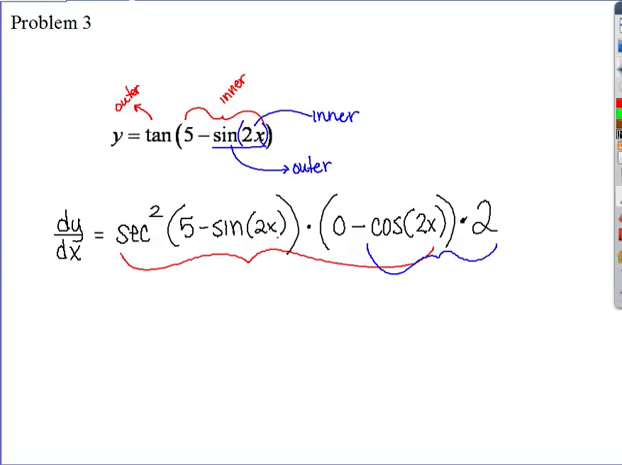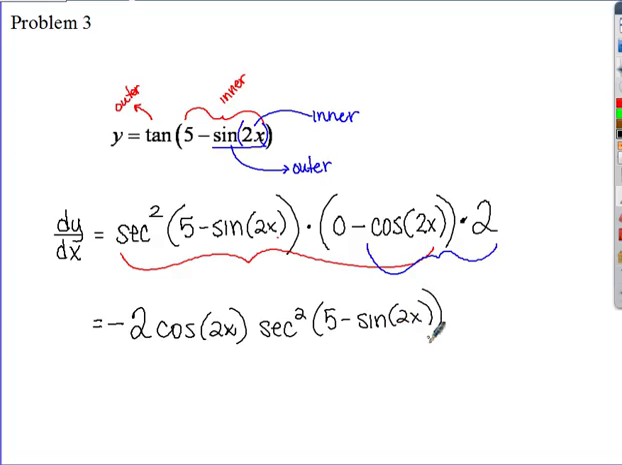Now let's make this pretty. I'm going to make this negative 2 cosine of 2x times secant squared of 5 minus sine of 2x. Just making it pretty, a little nicer to look at. Digest that one. That one had the chain rule inside of the chain rule.